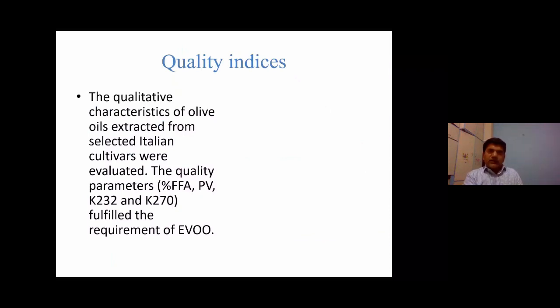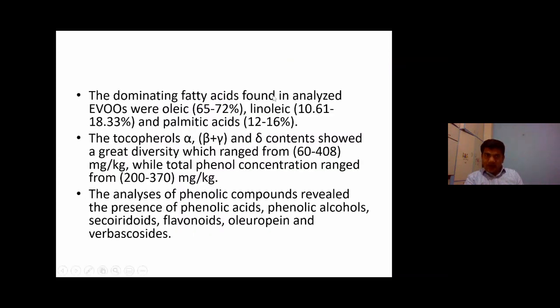The quality characteristics of olive oil extracted from selected Italian cultivars were evaluated, including quality parameters such as free fatty acids. The dominating fatty acids found in our analyzed samples were oleic acid, then linoleic acid, and palmitic acid. The tocopherols were also characterized, and the analysis of phenolic compounds revealed the presence of phenolic acids, phenolic alcohols, and other phenolic compounds.